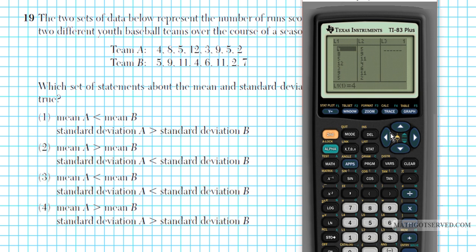What you do to enter the list is you highlight the first cell of the column that you desire, and you just enter the numbers. So I have them entered already. You just press 4, enter 8, enter 5, and it just goes down. Go to your right for the second list, 5, 9, 11, 4, 6, 11, 2, 7. Just enter all the numbers in your list, okay? All right, good. Now let's check to see what we have.